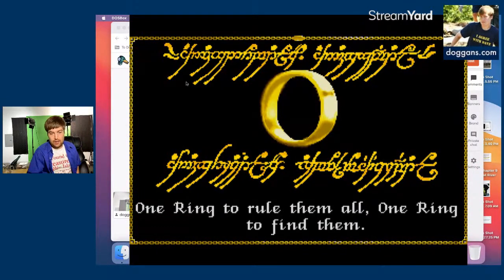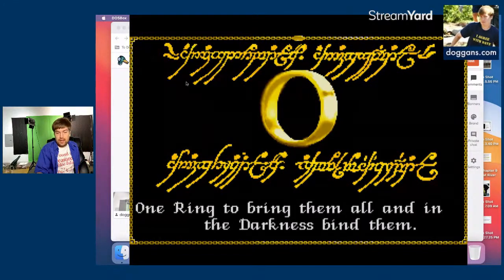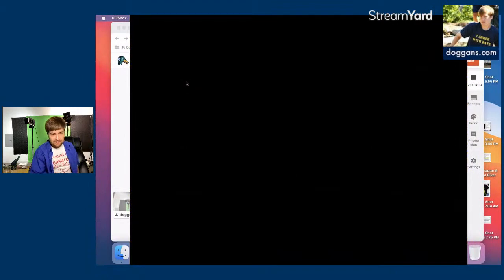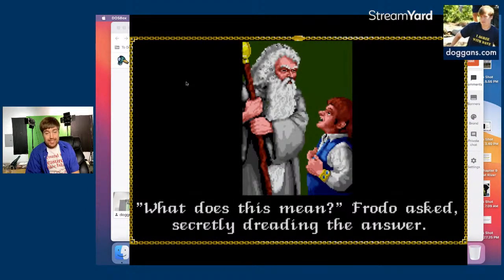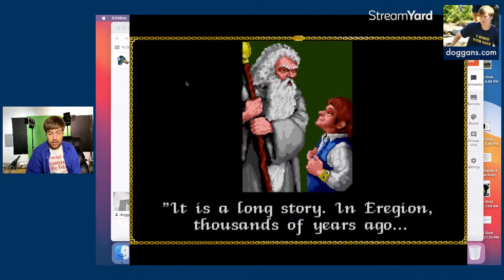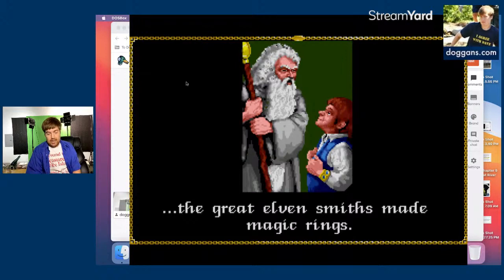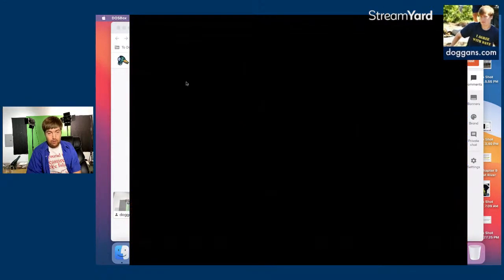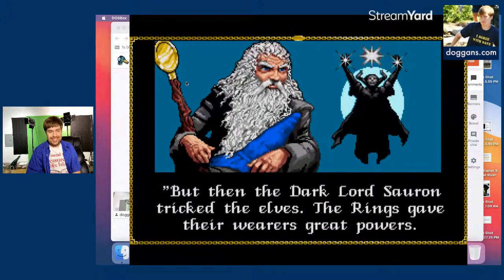All right, that's one ring to rule them all, one ring to find them. We all know the poem. What does this mean? Frodo asked, secretly dreading the answer. It is a long story. And we're going to get a very abridged version of the long story. The great Elvish smiths made magic rings. But then the Dark Lord Sauron tricked the elves. The rings gave their wearers great powers.